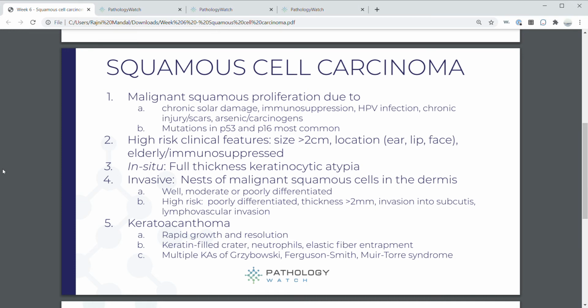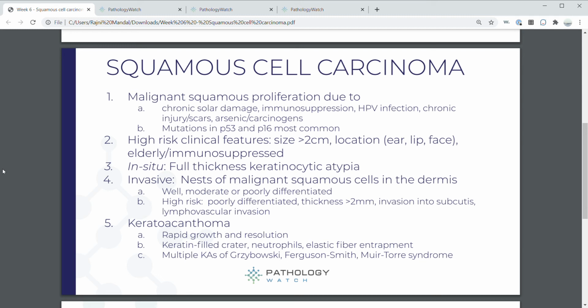High-risk clinical features include size greater than 2 centimeters, location of the ear, lip, and central face, presence of elderly or immunosuppressed individuals. The in situ component is full-thickness keratinocytic atypia involving the epidermis. Invasive is nests of malignant squamous cells in the dermis. You can have well, moderate, or poorly differentiated tumors. High risk includes poorly differentiated, thickness greater than 2 millimeters, invasion into the subcutis, and lymphovascular invasion.